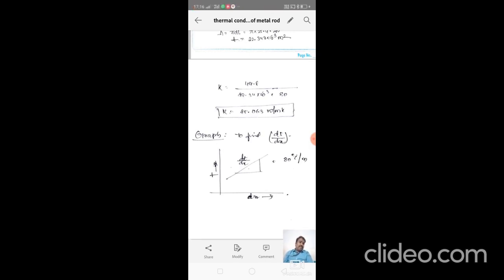So now K equals 44.8 divided by 22.34 into 10 to the power minus 3 into 80. So finally K is 25.063 watt per meter Kelvin. So this is the thermal conductivity of that copper rod, that is the metal rod.